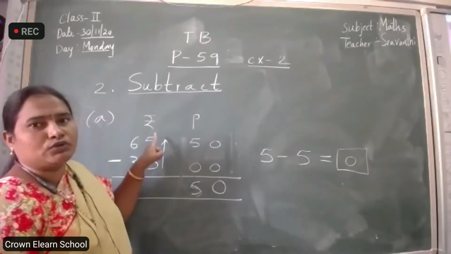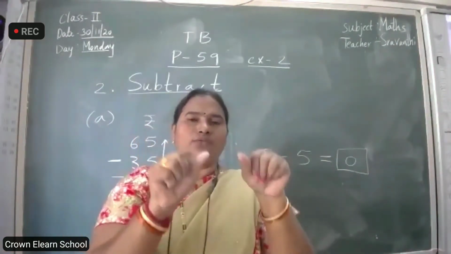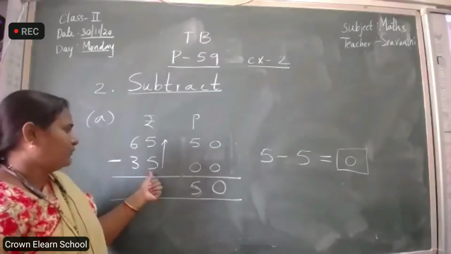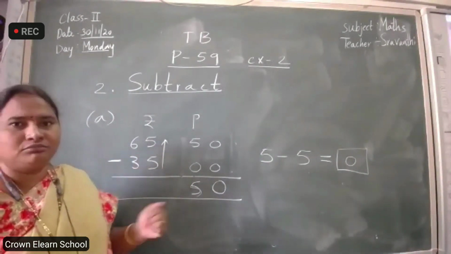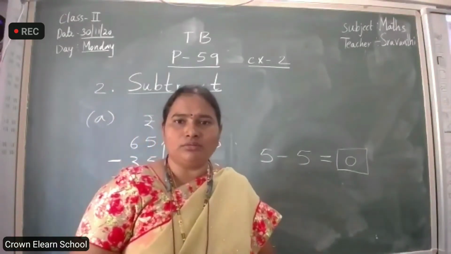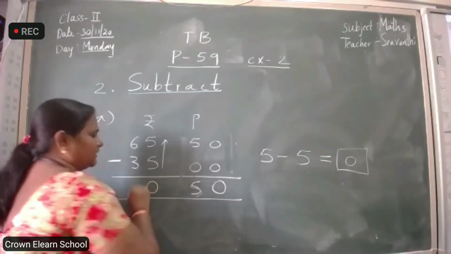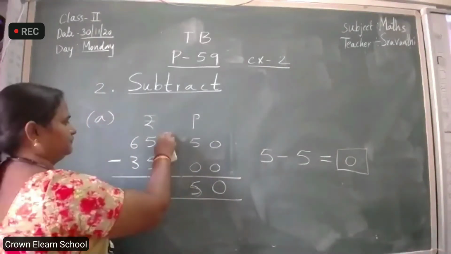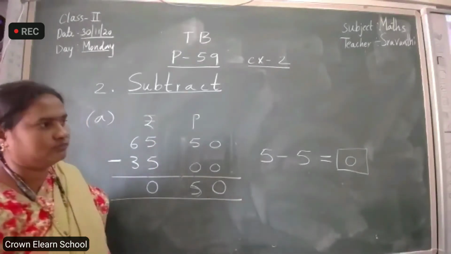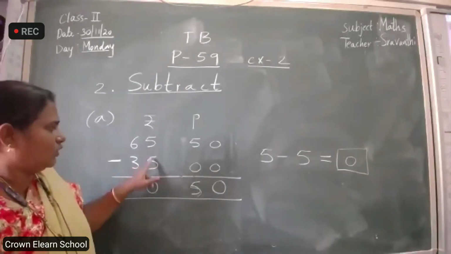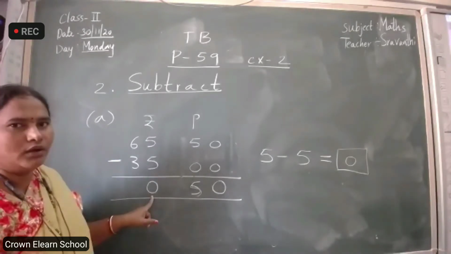Start from here and count forward. Okay? Close all fingers. Are you following? 5 after, till you get 5. 5, 5 same only, no? Okay. What do you get then? 0. Let us write 0. 5 minus 5, 0. Are you doing?